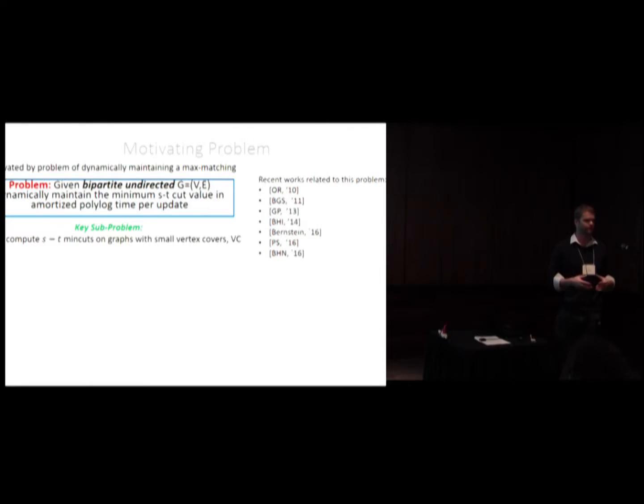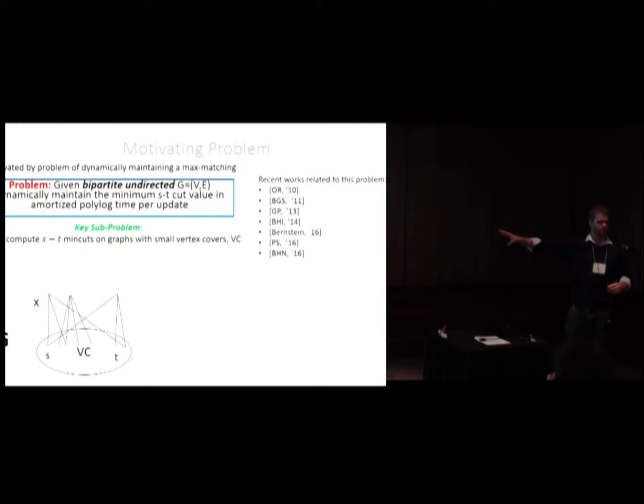So what do I mean a bit more by this key subproblem? I want to be able to reduce to a small vertex cover size graph and compute min cut on that. Suppose this is basically a representation of our original graph, but the vertex cover is kind of small. The X is going to be our independent set. We have these vertices coming down onto the vertex cover. The idea of what we want to do with this problem is we want to get rid of a lot of these independent vertices, so that now we have a graph that's proportional to our vertex cover.